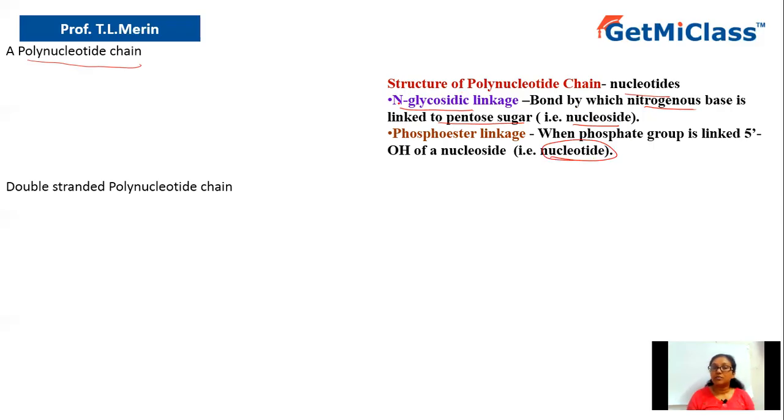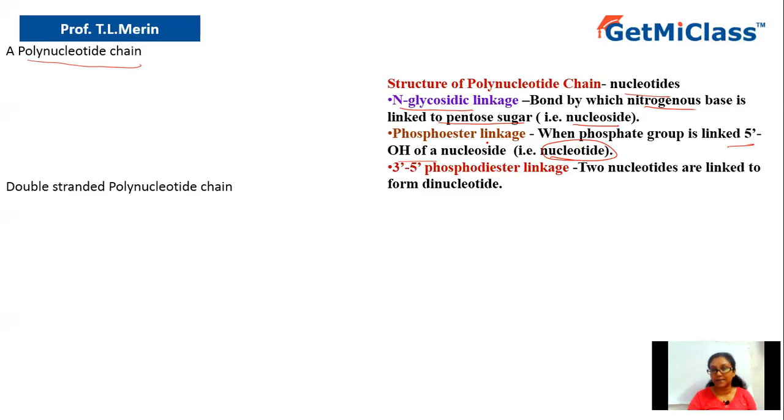Now, as I told you, this bonding makes it very strong, and that's how it forms a polymer, because of the various bonds like N-glycosidic linkage, as well as phosphodiester linkage or phosphoester linkage, where the phosphate group is linked to the 5' hydroxy or OH of the nucleoside. So together, the phosphate group and nucleoside form a nucleotide.